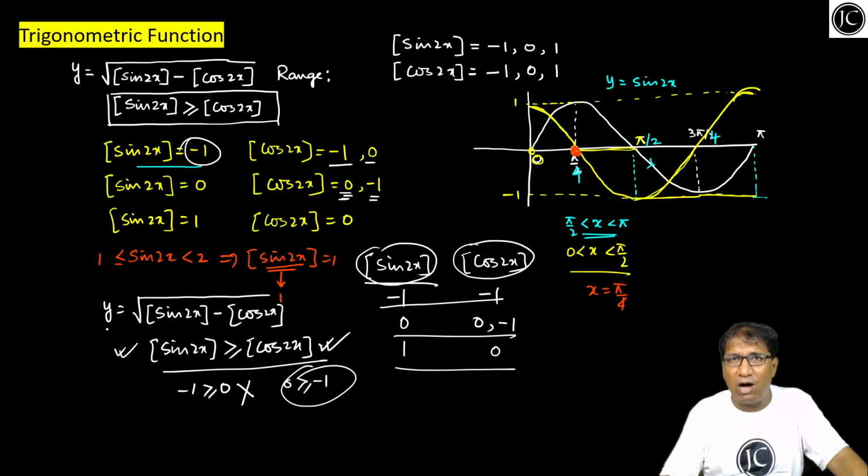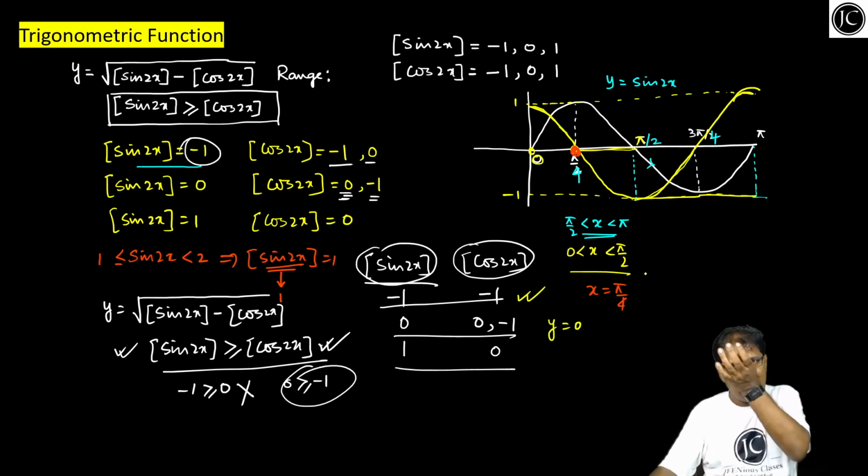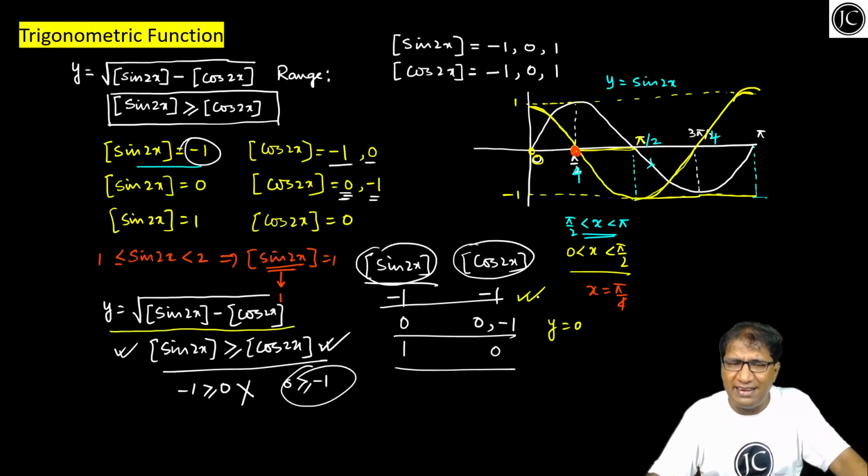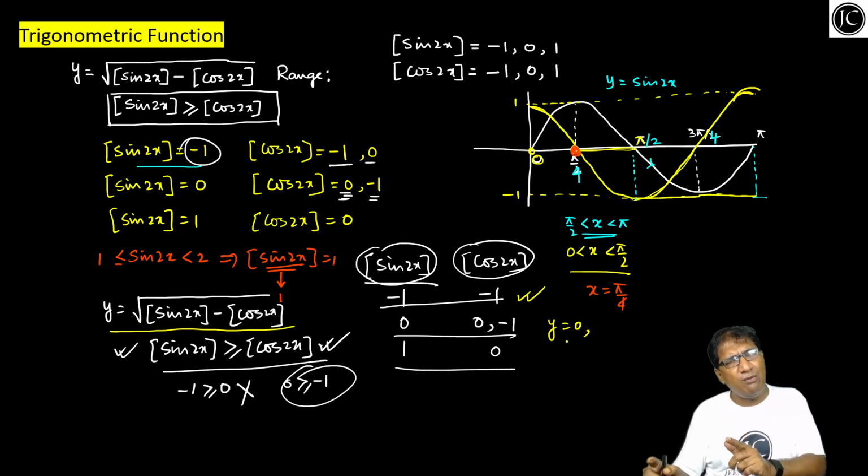So, now we have to find out what are the values y are assigning for these values of [sin 2x] and [cos 2x]. Now, let us consider the first case. When [sin 2x] is -1, [cos 2x] is -1, so your y is assigning the value 0. Am I correct? Because root over of -1 plus 1, that gives us 0, root 0 is 0. Okay, now when [sin 2x] is 0 and [cos 2x] is 0, then again 0 minus 0 in this function, y is again assigning the value 0.